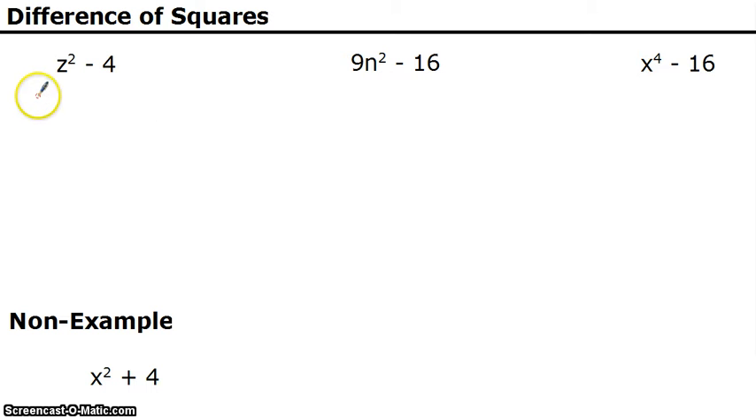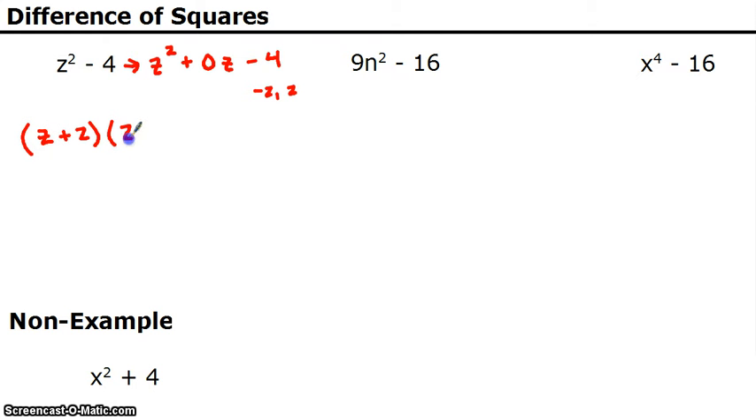Okay, a difference of squares is basically the same as trinomials, so what we went over on our last couple videos, with the middle term equaling 0. So it's like z squared plus 0z minus 4. So basically, you'd be looking for what numbers multiply to equal -4 and add to equal 0. Well, -2 and +2 would do that. And that's how these differences of squares work. So this is z plus 2 and z minus 2.